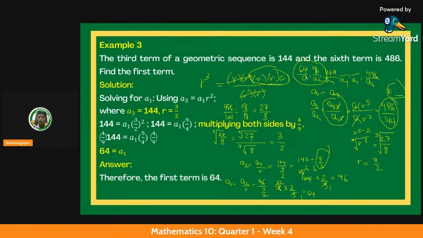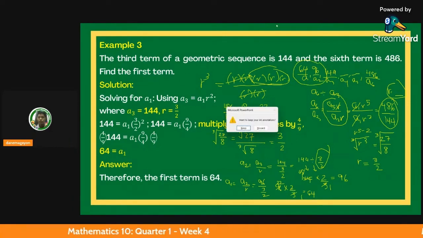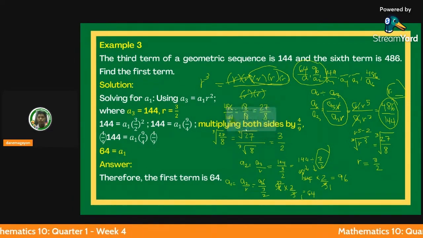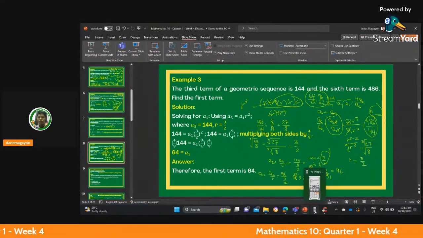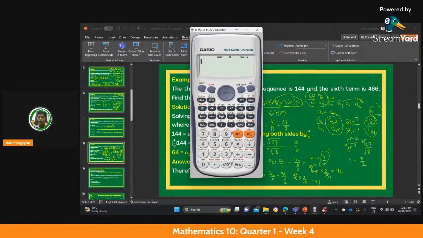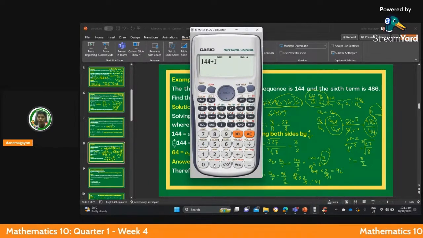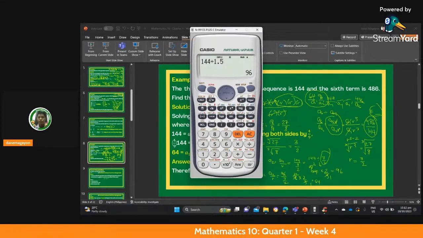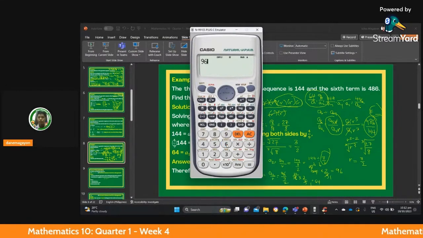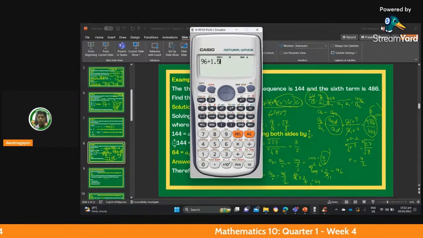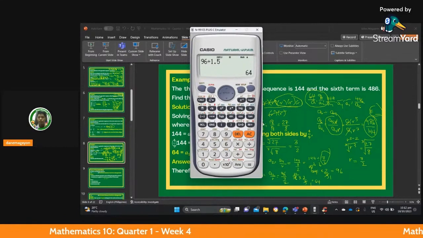So, earlier I showed how I did it using the calculator, especially in the other sections I met today. Let's say our answer is 144. We divide it by 1.5 since the common ratio is 3 halves, or 1.5. So 96 was our answer. Next, for the first term, we have 96 divided by 1.5 again. Still, the answer is equal to 64. So 64 is still our answer.